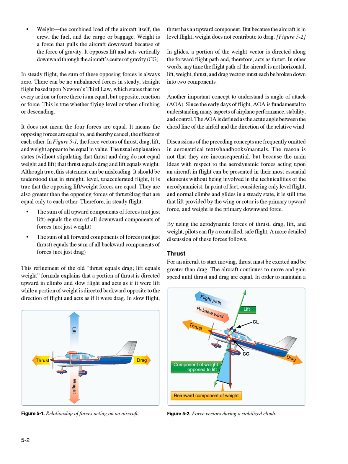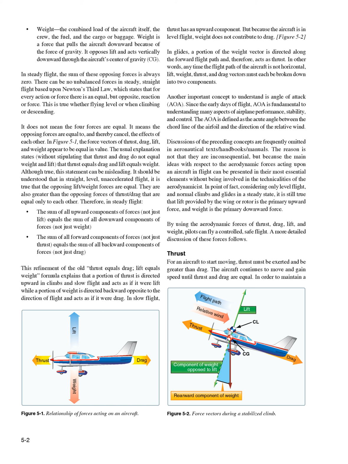Therefore, in steady flight, the sum of all upward components of forces, not just lift, equals the sum of all downward components of forces, not just weight; the sum of all forward components of forces, not just thrust, equals the sum of all backward components of forces, not just drag. This refinement of the old thrust equals drag, lift equals weight formula explains that a portion of thrust is directed upward in climbs and slow flight and acts as if it were lift, while a portion of weight is directed backward opposite to the direction of flight and acts as if it were drag.